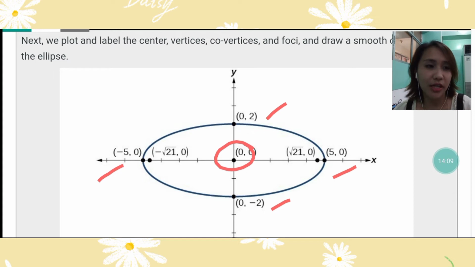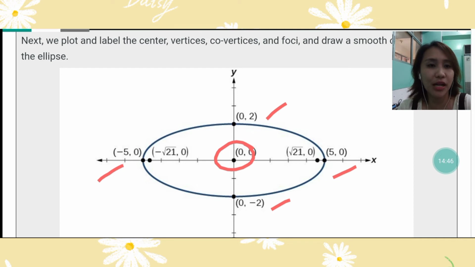Now for the foci, solving for c, we use the formula. So we're able to get the square root of 21. And again, we cannot simplify 21 further, so just leave it as it is. If you compute the value of the square root of 21, that's roughly around 4.6 or 4.58. So if you will be plotting that one, that's 1, 2, 3, 4, around here, just in between 4 and 5.